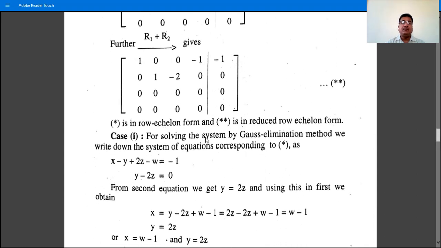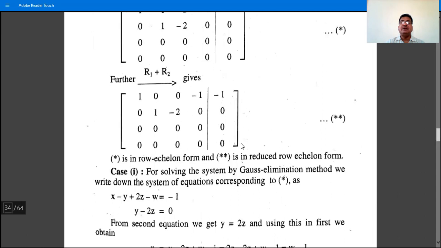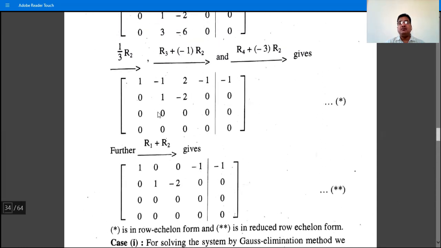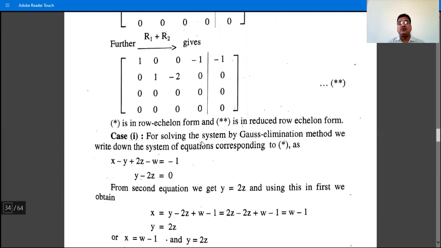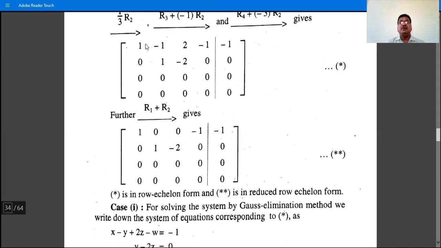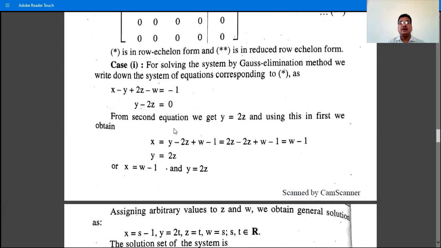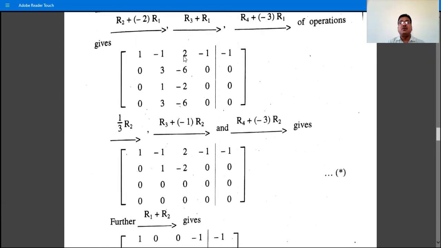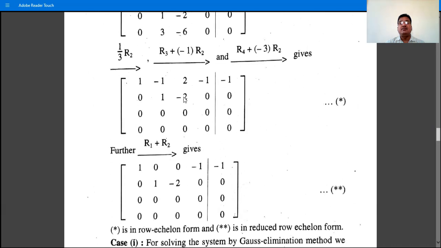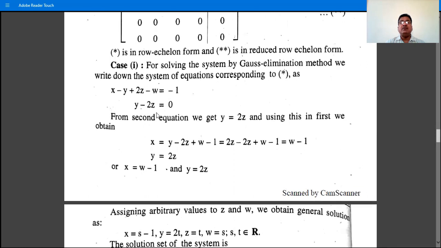So if I have to solve the system by Gauss elimination method, rewrite the equations from this matrix, from the row echelon form. After rewriting, we have these two equations: x minus y plus 2z minus w is equal to minus 1, and the next equation is y minus 2z is equal to 0.